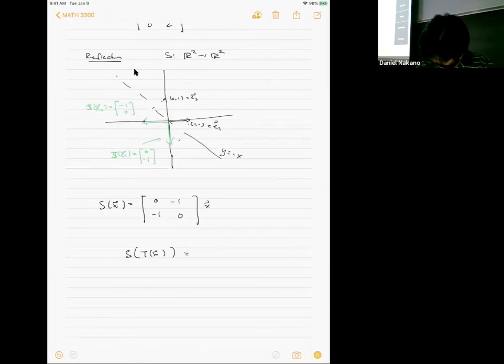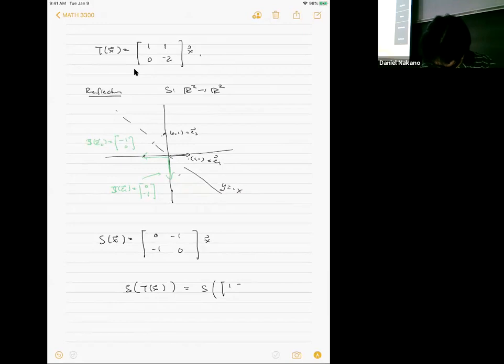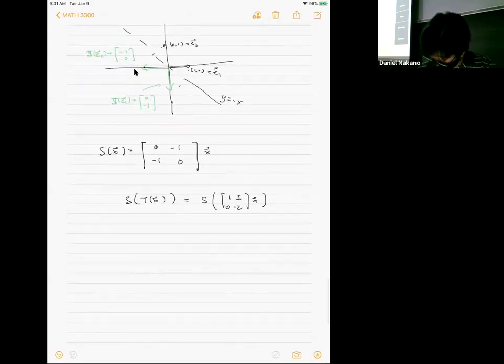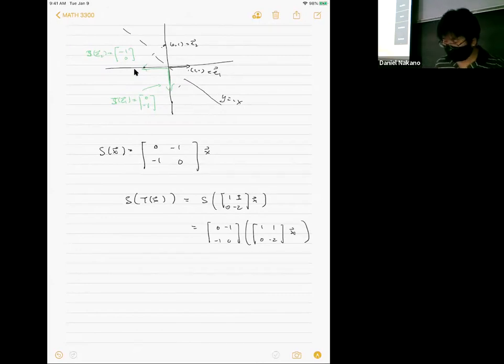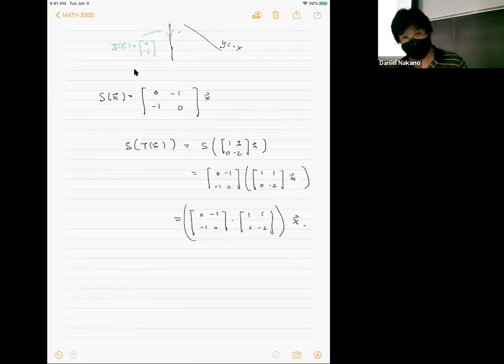And so the first thing is that's going to be S of this first matrix here, 1 minus 1, 1, 0 minus 2 on X. And then S of X, you just plug all this stuff in for X. So it's 0 minus 1 minus 1, 0 times 1, 1, 0 minus 2 times X. Then you just have to multiply the matrices to get the answer for the linear transformation. Okay, thank you. That makes sense.